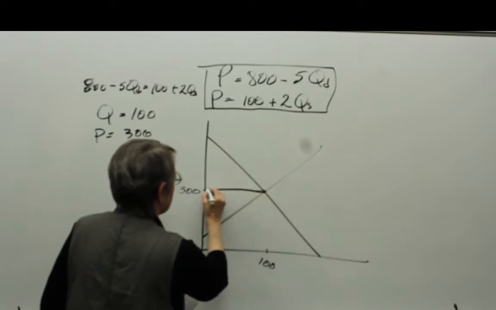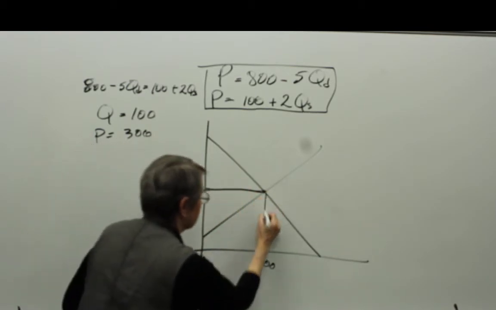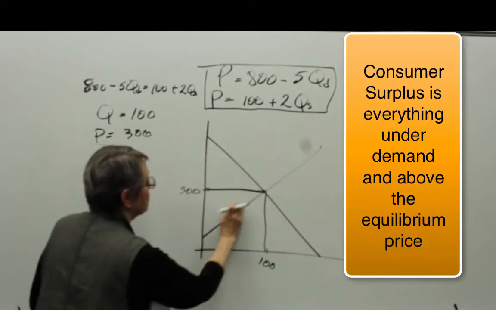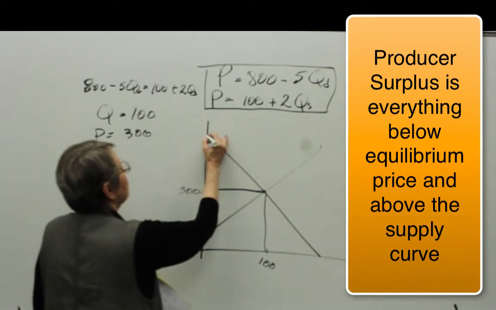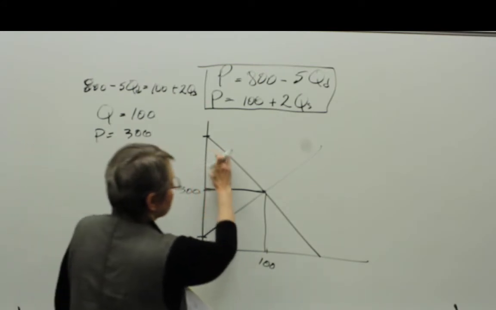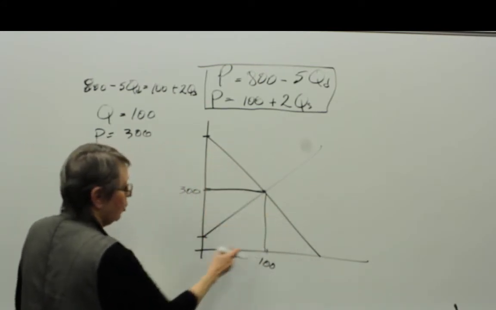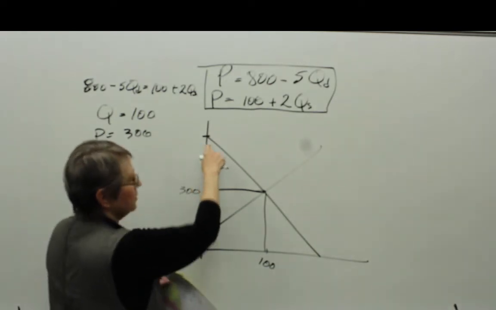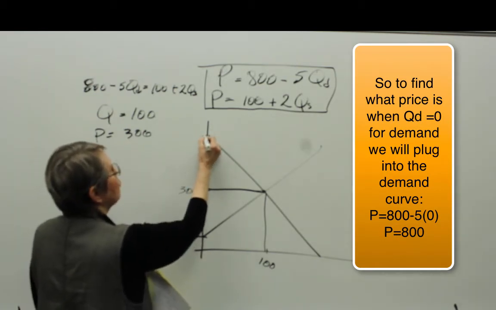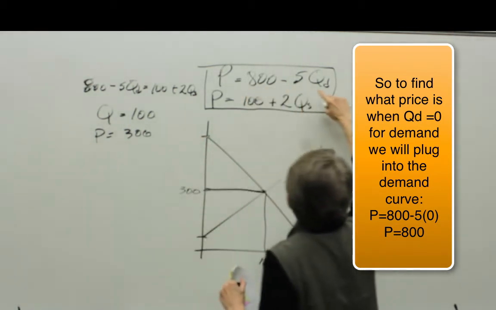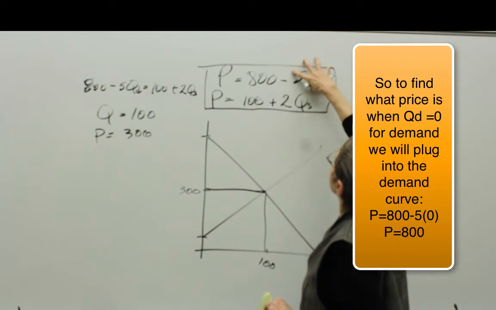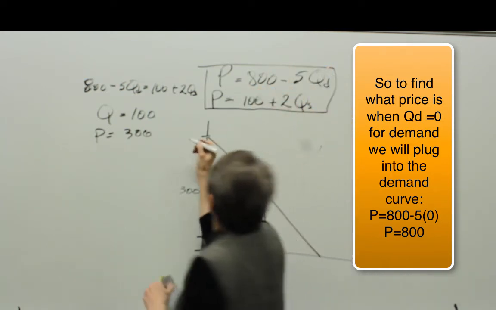Now, if we want to find consumer and producer surplus in this market, well, we know this is consumer surplus and we know this is producer surplus. So all we have to do is know what this and what this is, and we've defined our triangle. Well, so here's my demand equation, and the question is, at what price is quantity demanded equal to 0? Because right here, the quantity demanded is equal to 0. So just take my demand equation and say, if the quantity demanded is 0, what is the price? And it's 800.